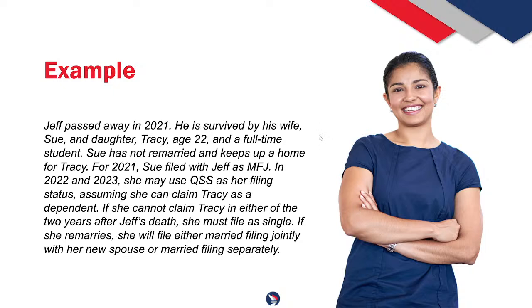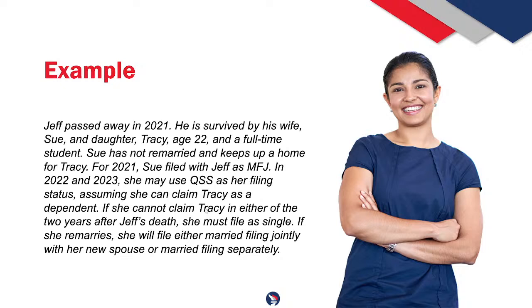So Jeff passed away in 21. Okay, we're going to move this to 22 because if it was 21 now for this tax year, it's not going to work. But Jeff passed away in 22. He's survived by his wife, Sue, and his daughter, Tracy, who's now 22, and a full-time student. Sue is not remarried, keeps up a home for Tracy. For 2022, Sue filed with Jeff as married filing jointly. Even though he died, she could still do married filing jointly for that year. In 2023 and 2024, she may use qualified surviving spouse as her filing status, assuming that she can still claim Tracy as a dependent.